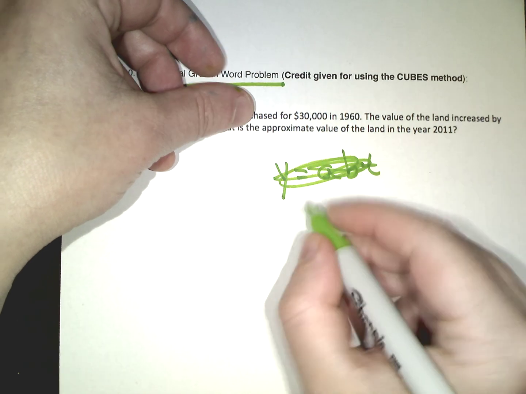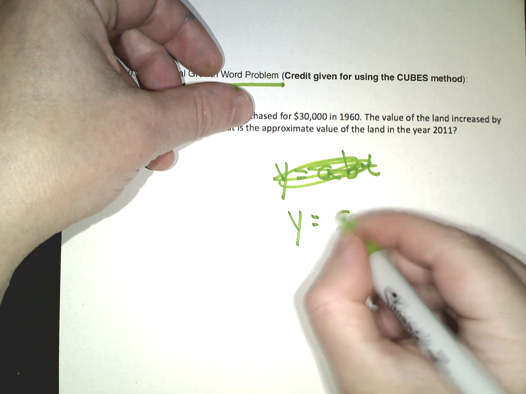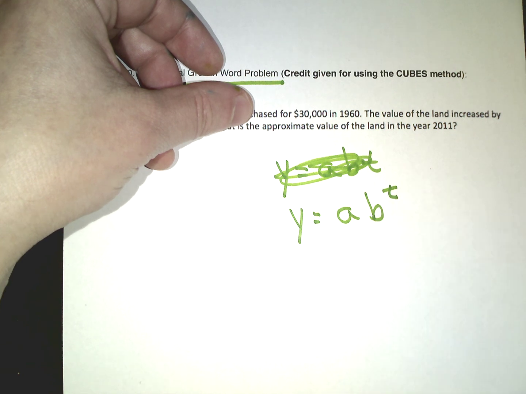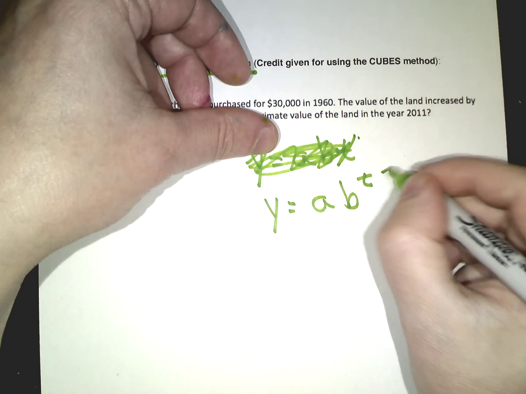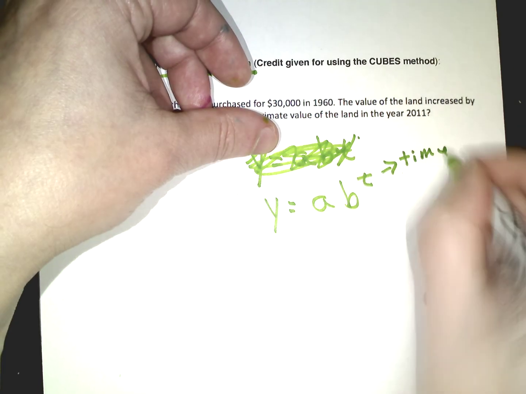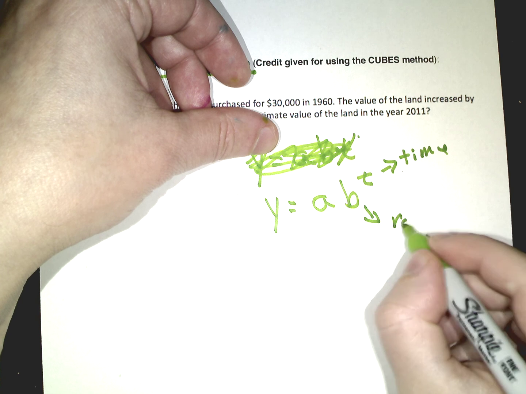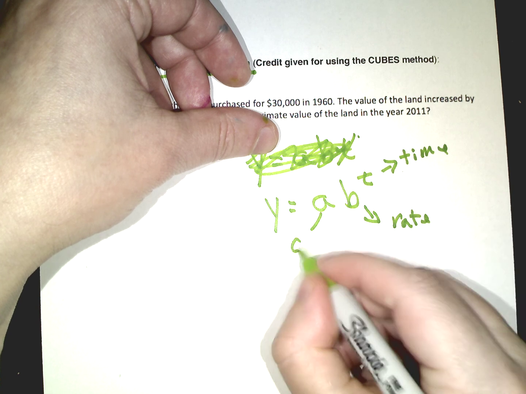Remember, y equals a times b to the t. Not like that, that doesn't look right. Y equals a times b to the t. T is an exponent. T is time. B is rate. And A is original amount.